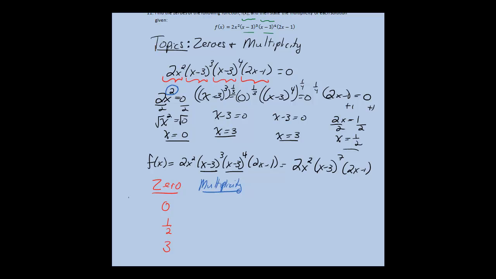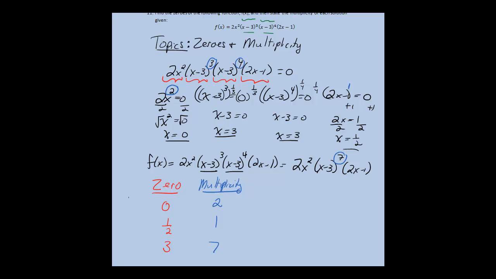So here we're going to have a multiplicity of 2 for the zero at 0. For 1/2, that's going to correspond to this zero over here, and notice that exponent's a value of 1. And then for 3, we have to be careful. Notice here, this zero occurred 3 times. Then over here, this zero occurred 4 times. 3 plus 4 gives us a value of 7. And notice that's also consistent when we put it together.